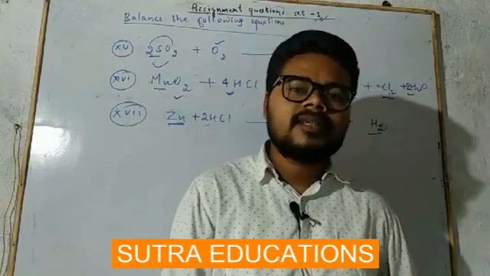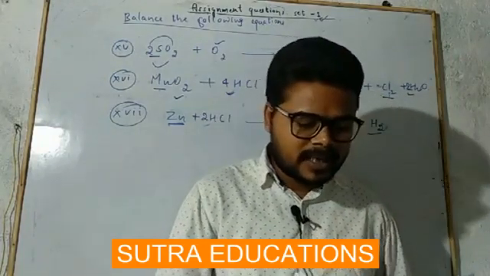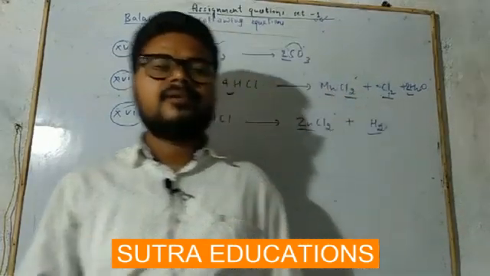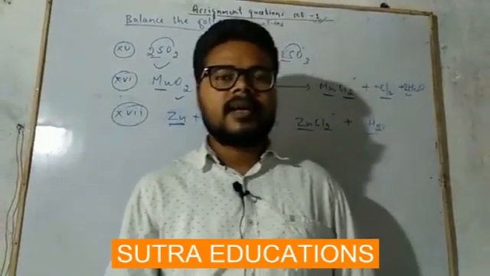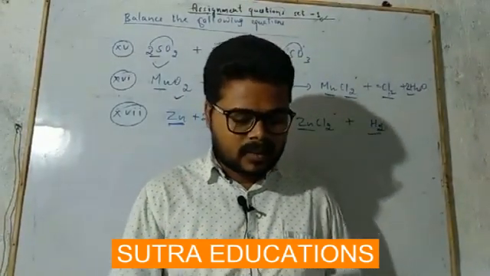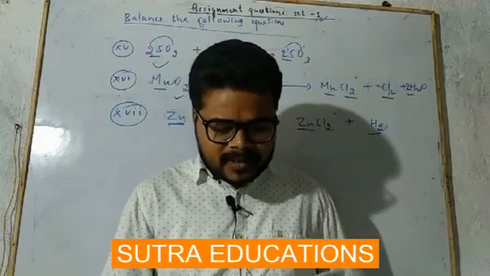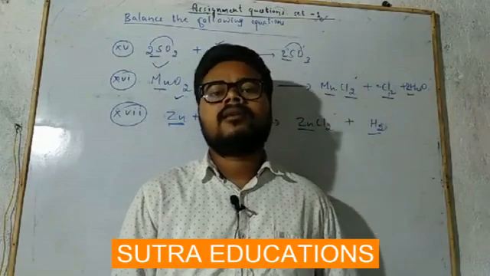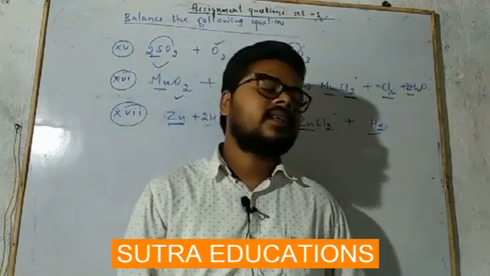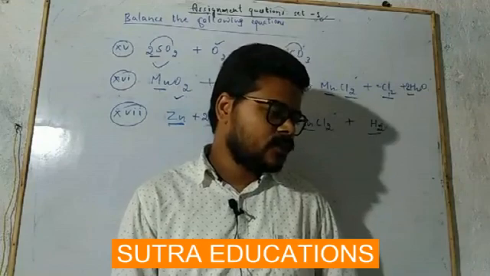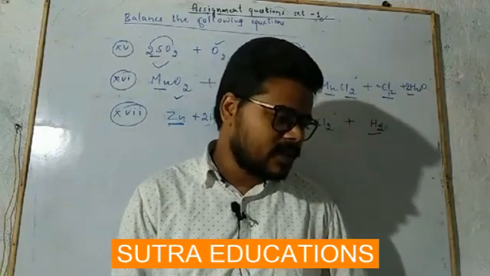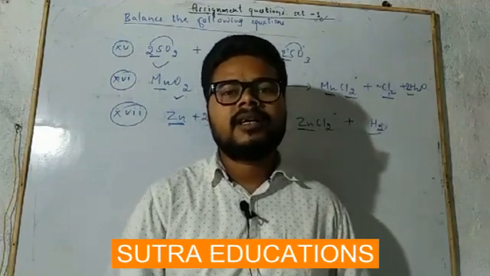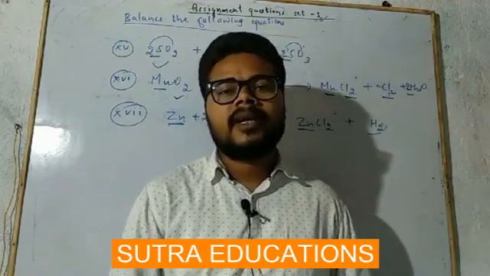Question 7, what type of reaction occurs during the digestion of food inside our body? It is decomposition reaction. Question 8, what type of reaction is represented by CaCO3 to CaO plus CO2? It is decomposition reaction. Question 9, what type of reaction occurs when silver bromide is exposed to sunlight? It is photodecomposition. AgCl when exposed to sunlight gives Ag plus Cl. AgBr when exposed to sunlight gives Ag plus Br. These two reactions are used in black and white photography.